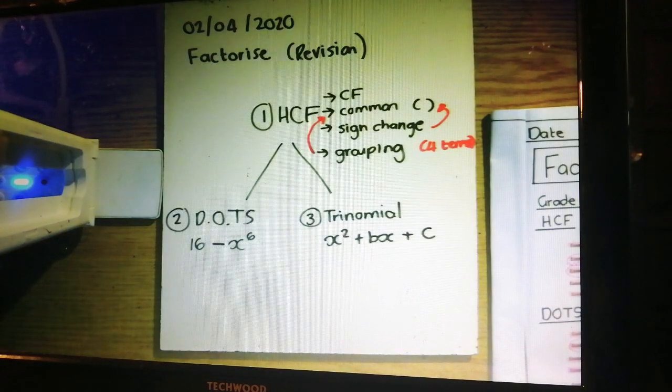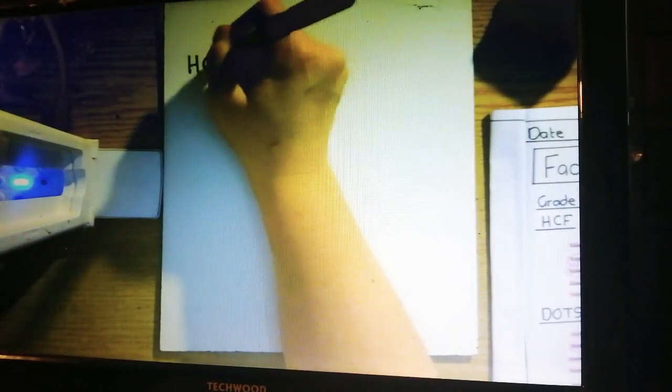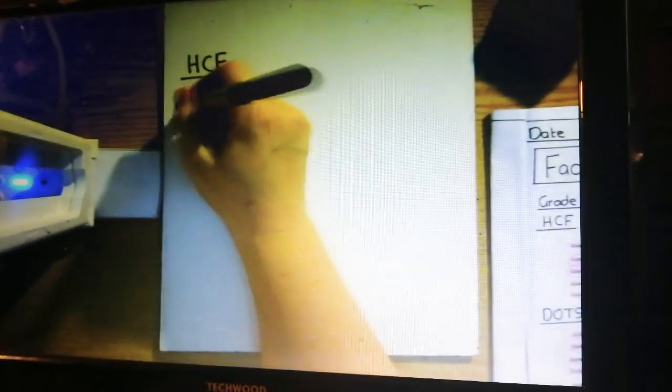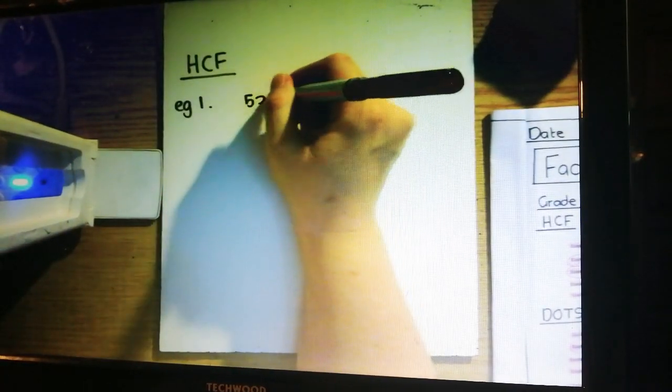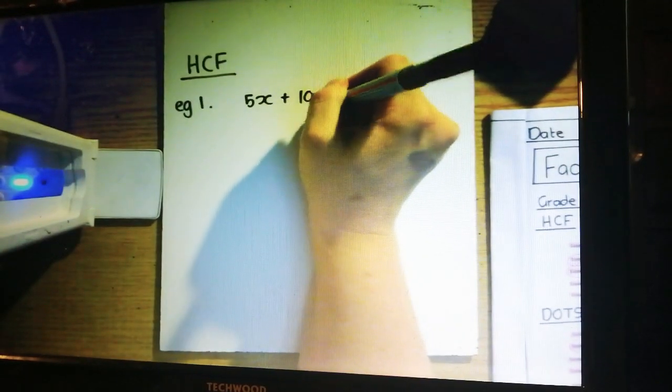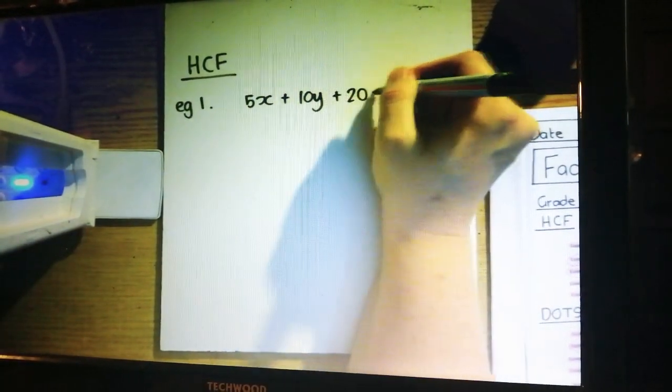So we're going to do some revision before we move on tomorrow to grade 10 factorization. And we're going to start with the worksheet that you received on Instagram. So can you please write there HCF as the next subheading? And we are going to do example 1. And example 1 says factorize 5x plus 10y plus 20z.